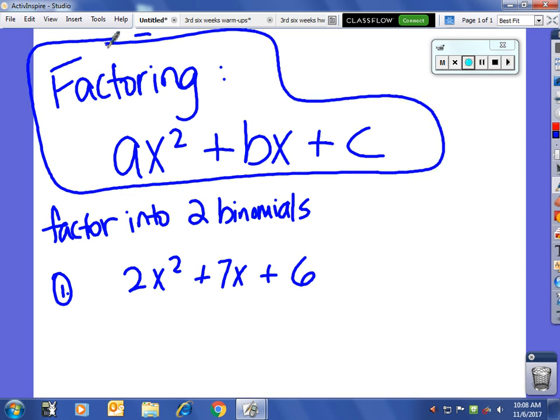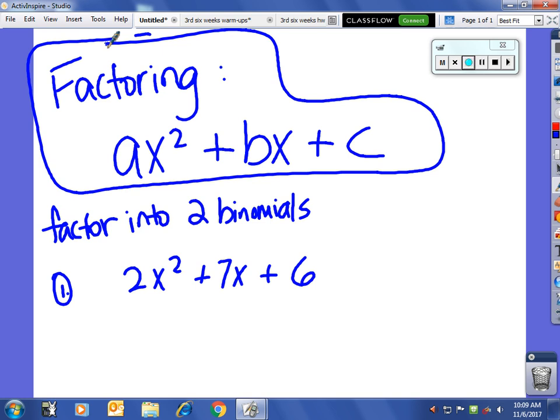What's the value of A in this problem? A is 2. What's the value of B? B is 7. And what's the value of C? C is 6. Well, let's talk about the sign combinations. What do I know my signs are going to have to be on this problem? It has to be a plus plus. That's the only way to get a positive product on the end and also a positive sum of products in the middle. So I know my signs are going to be plus plus no matter what.